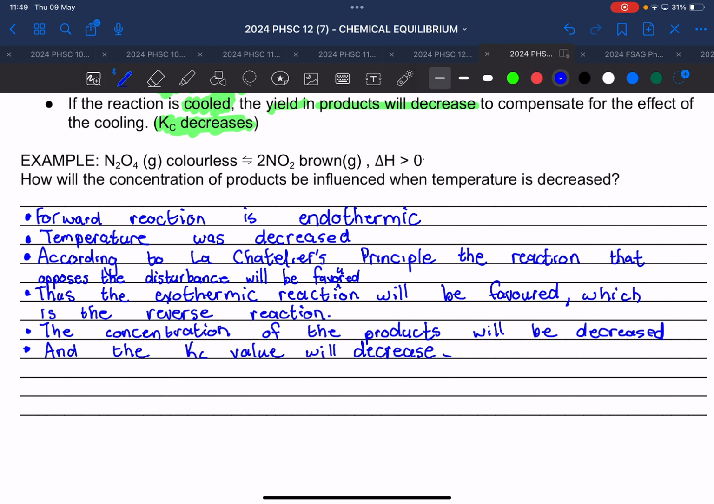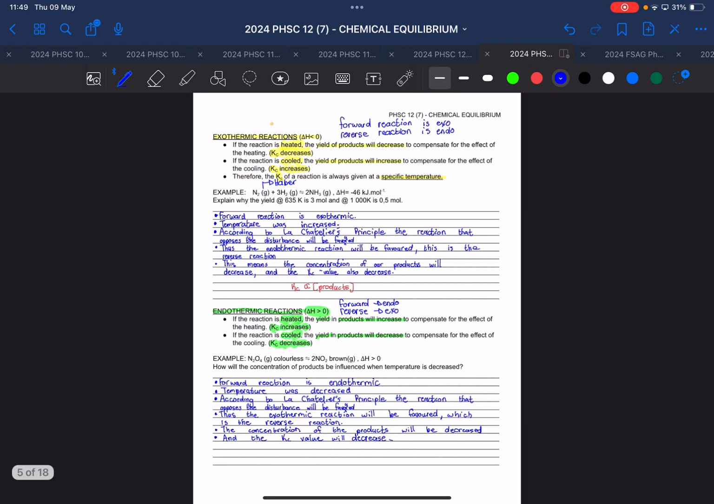So our forward reaction is endothermic. And our temperature was decreased. So according to Le Chatelier's principle, the reaction that opposes the disturbance will be favored. Thus, the exothermic reaction will be favored, which is the reverse or backwards reaction. So the concentration of our products will decrease and the Kc value will also decrease. Okay? So this is our change in temperature. Are you guys finished writing?